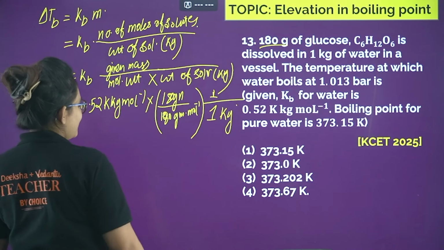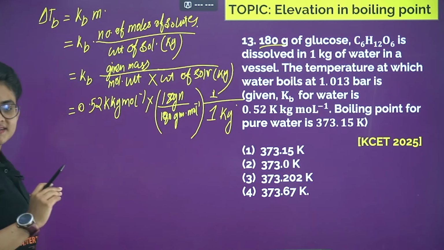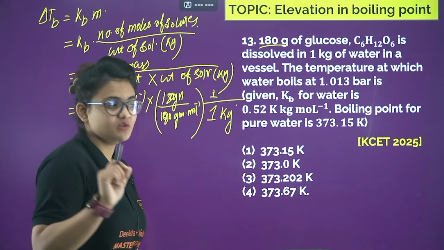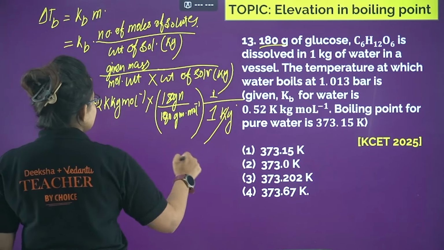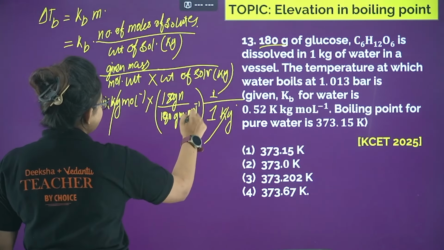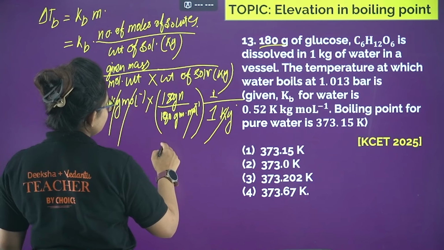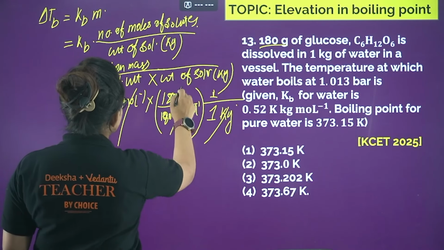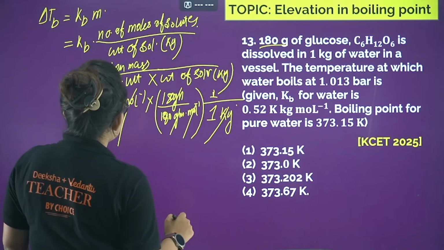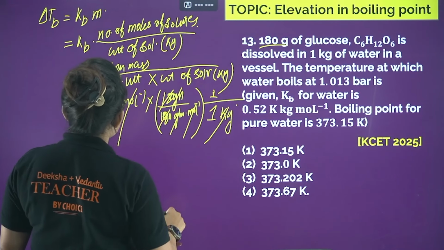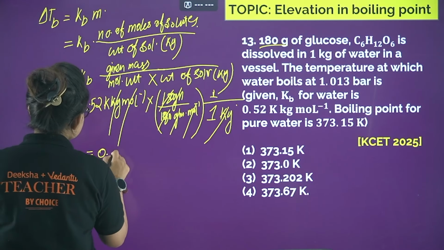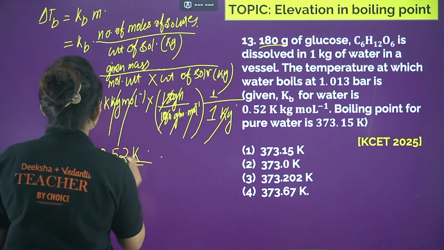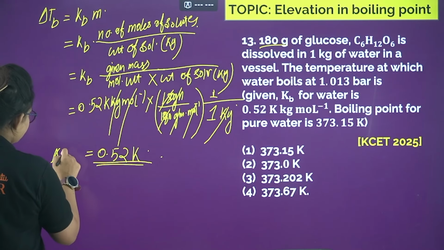Okay, so now also just look at the fact that how the units are also getting cancelled out and you are getting the proper unit. See, kg will be cancelled out, number of moles will be cancelled out. And here you are getting gram cancelled out. So from here 180 will be cancelled out, and hence you are getting only 0.52 Kelvin. See, only Kelvin came, that is the unit of temperature, right?